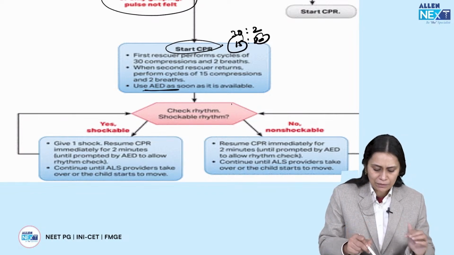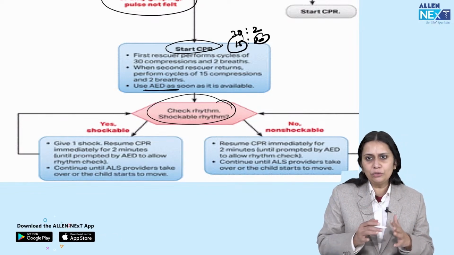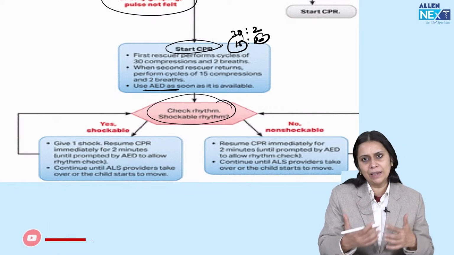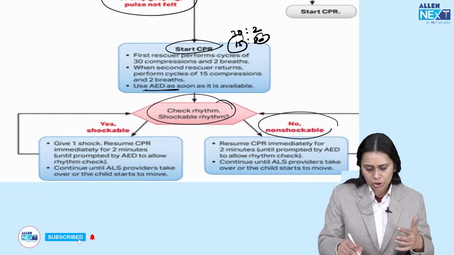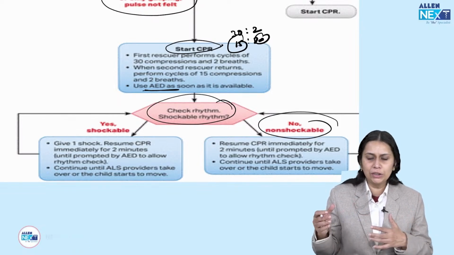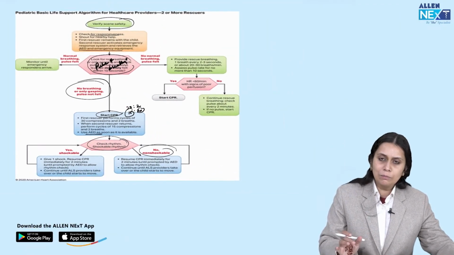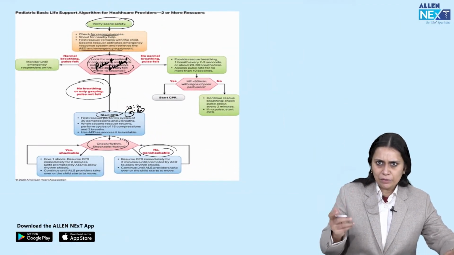Now we go on doing this till the emergency medical system comes with the AED. As soon as the AED comes, we attach it, and according to the rhythm, we continue. If it's shockable, we give a shock and then do CPR. If it is non-shockable, we don't give a shock. We continue with CPR. Got it? So this is the flowchart for more than one rescuer. So very quickly I will revise.